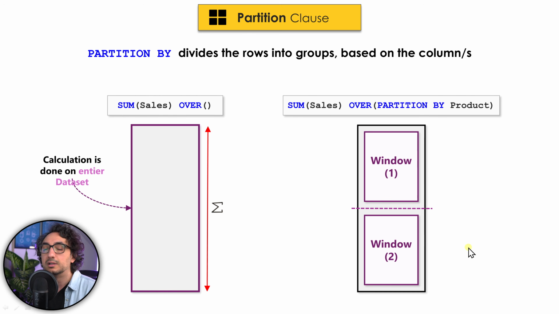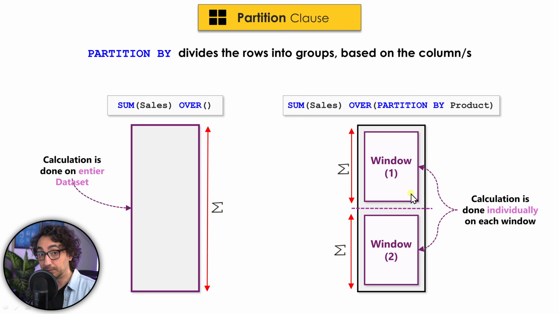For example, here, 2 windows. And here this time the calculation, the sum of sales, will not apply on the entire data set. This time it's going to be applied on the different windows individually. So we're going to find the sum of sales for window 1 separately from the total sales of window 2.